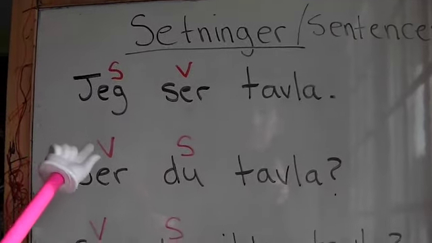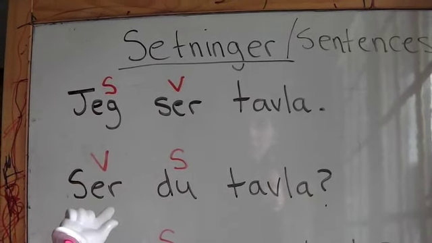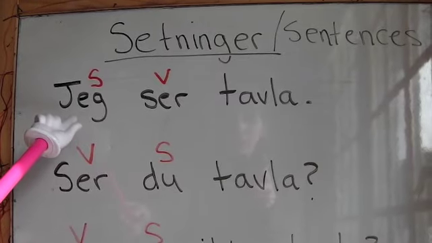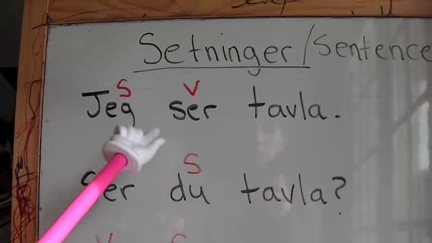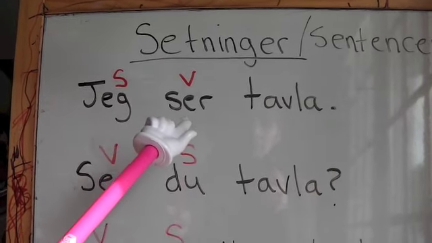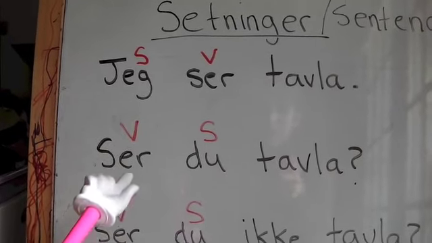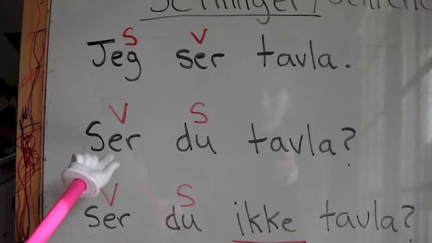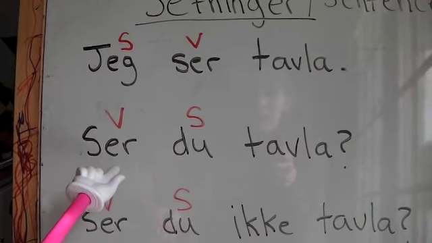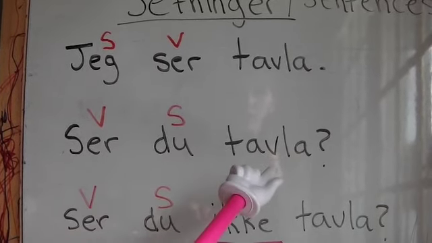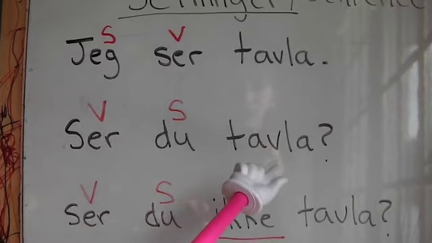And here again, I'm just going to take some more examples of sentences, setninger, about when I make it into a question. So first, I have my example here. Jeg ser tavla. I see the board. You have the subject, verb, and the rest of the sentence. In Norwegian, you can take the verb se, which means to see, and put it in front and make it into a question. So, ser du tavla? Which means, do you see the board?